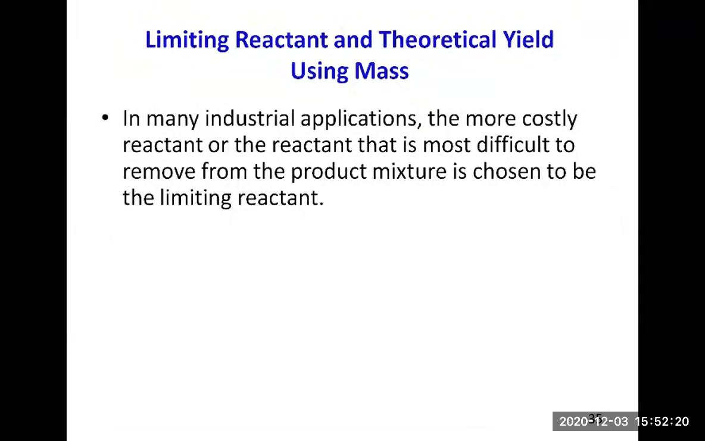So this is the fourth video of chapter 9. And so we will cover more on limiting reactant and theoretical yield using mass, but also percent yield calculated from actual yield and theoretical yield. In many industrial applications, the more costly reactant, or the reactant that is the most difficult to remove from the product mixture, is chosen to be the limiting reactant. So we want that reactant to be completely consumed.